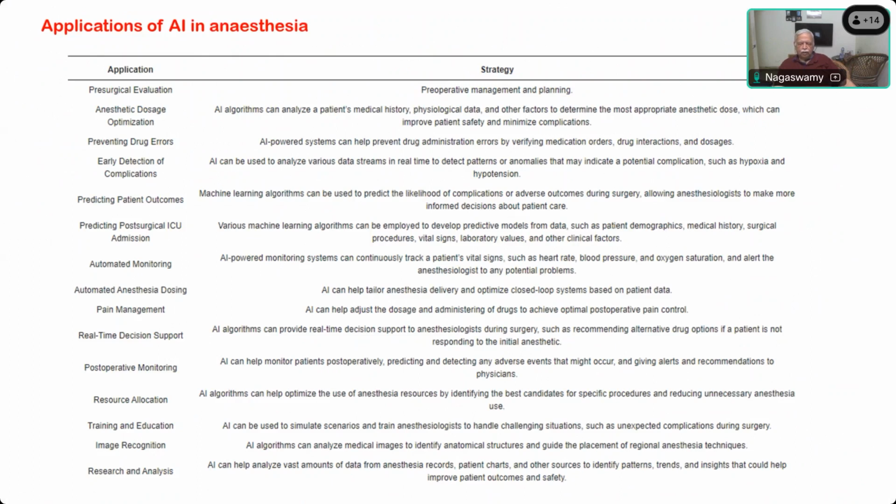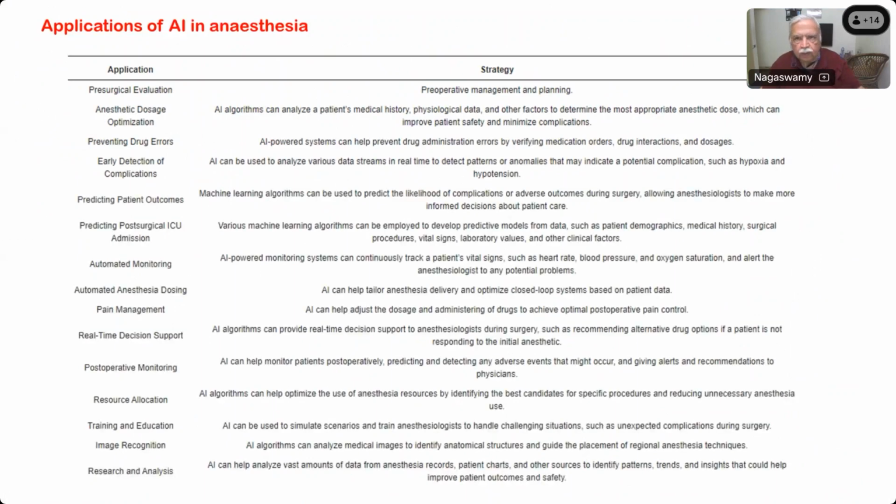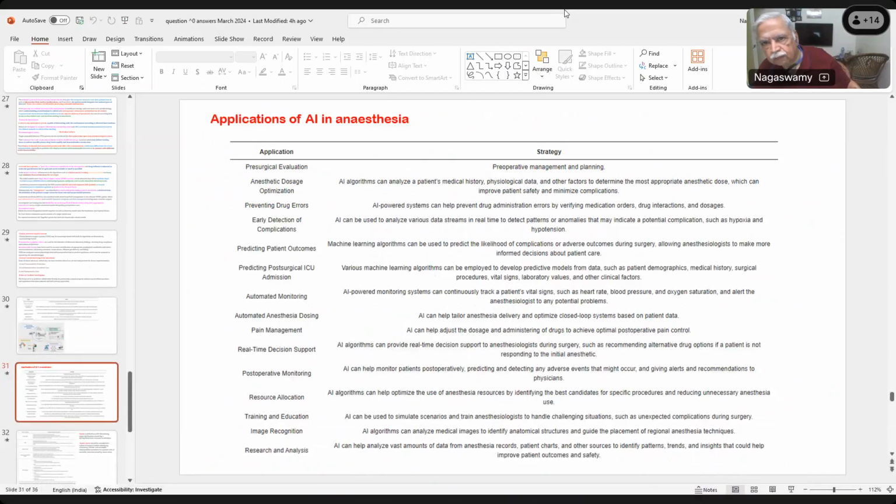So you will be able to produce a lot of research material or publications using all the data. That way also, artificial intelligence is going to be a very great boon to all of us. And so that is the answer that you can write for artificial intelligence.